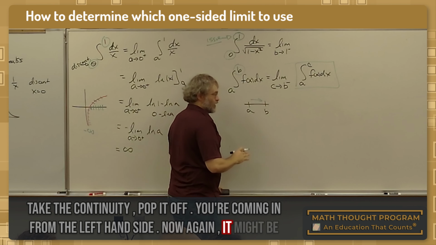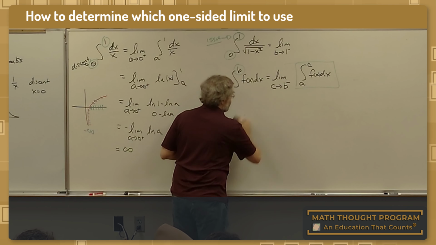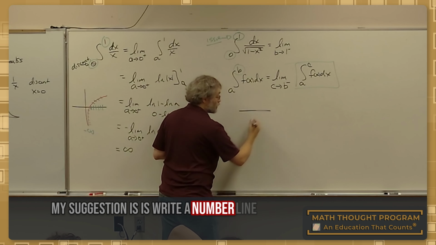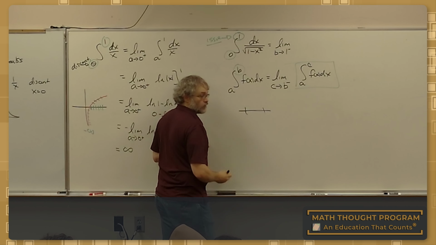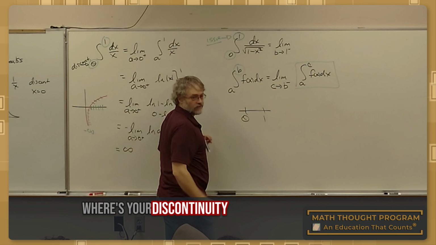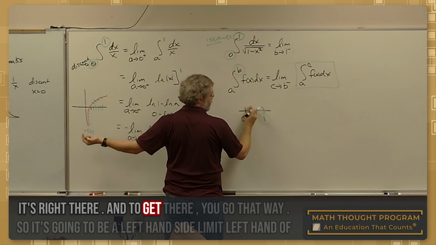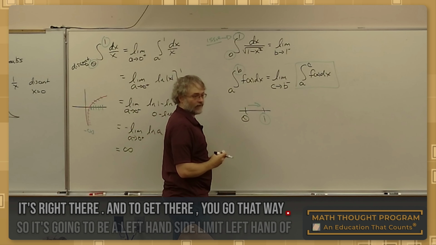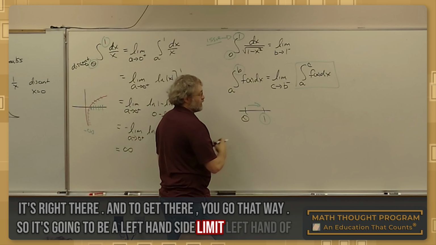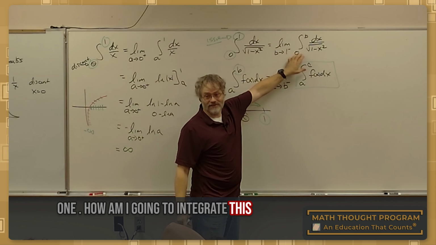Now, again, it might be confusing to remember if it's left or if it's right. My suggestion is just write a number line. Put out your numbers. Where's your discontinuity? It's right there. And to get there, you go that way. So it's going to be a left-hand side limit. Left-hand of 1. How am I going to integrate this?